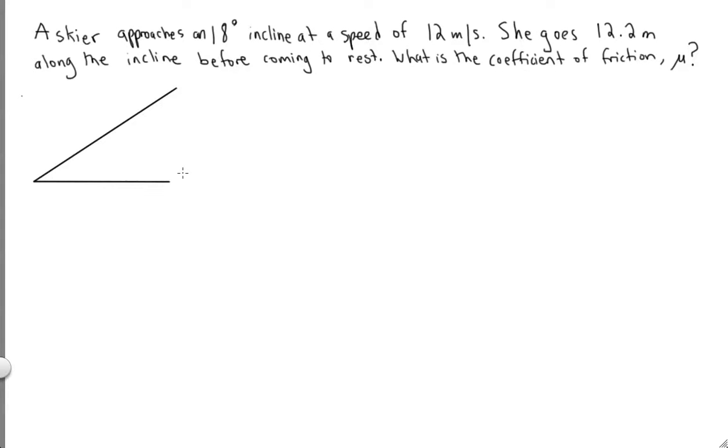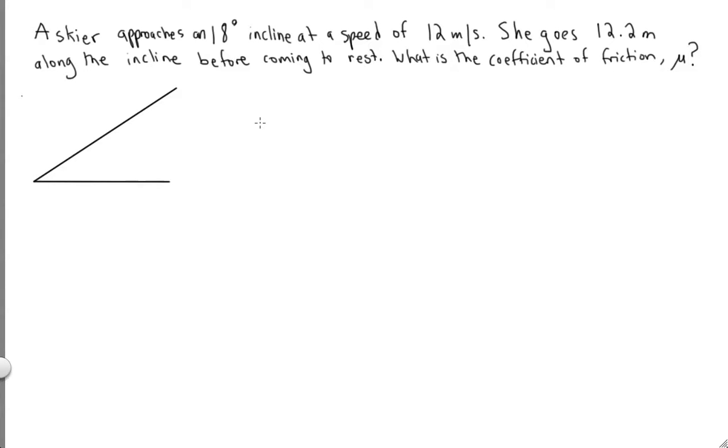In this video, we're going to look at the following physics work and energy problem. A skier approaches an 18-degree incline at a speed of 12 meters per second. She goes 12.2 meters along the incline before coming to rest. What is the coefficient of friction, mu?